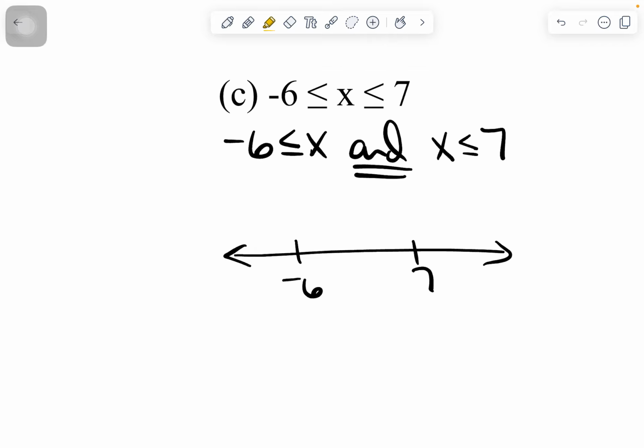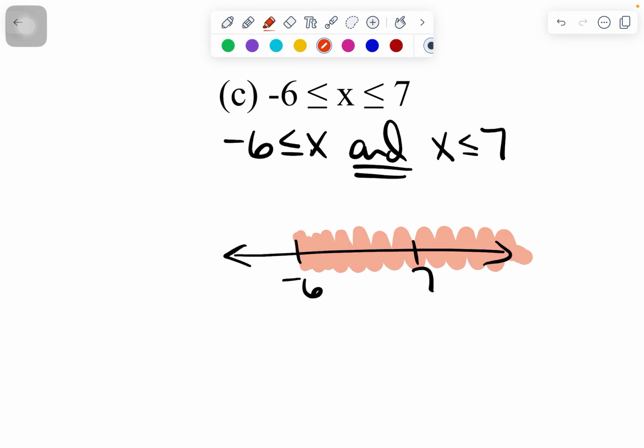So for the first one, let's do, I don't know, red and blue. So -6 is less than or equal to x. So that means x is greater than or equal to -6. So starting at -6, I'm going to shade the things that are greater than that. So it's going to be to the right. And then I'm also going to need to use a bracket there because I do have an equal to notation.